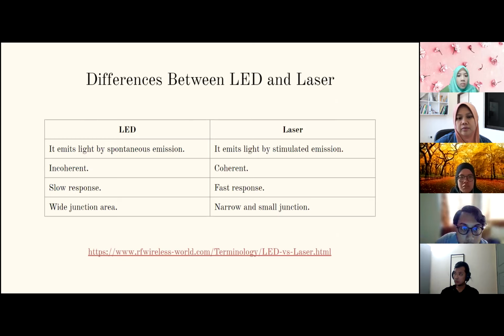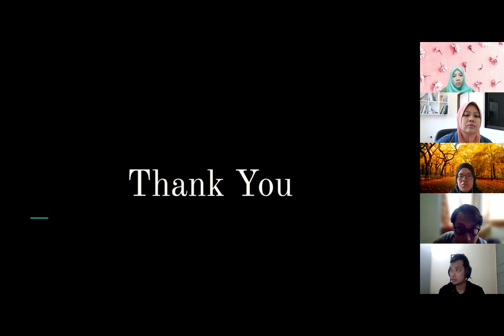Lastly, I will talk a bit about the differences between LED and laser. An LED emits light by spontaneous emission, while a laser emits light by stimulated emission. As I said earlier, LED light is incoherent, while laser light is coherent, with the photons in phase with each other. The response of an LED is slow compared to a laser. The junction area of an LED is wide compared to a laser, which has a narrow and small junction. And that's all from me.